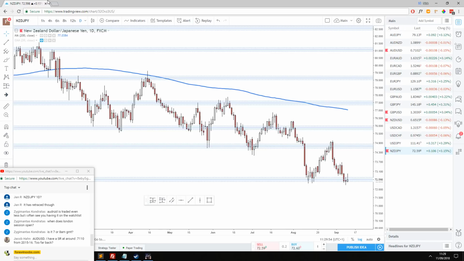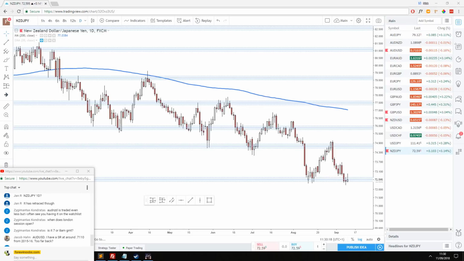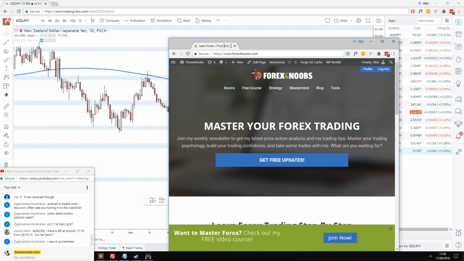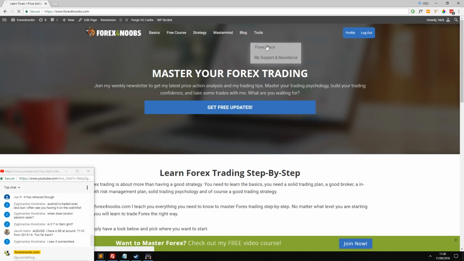There's a clock on the website, man. Check out the clock. Surely you know the clock exists. I mean, you've been on the site for years now. It's not hidden or anything. It's literally tools, Forex clock.